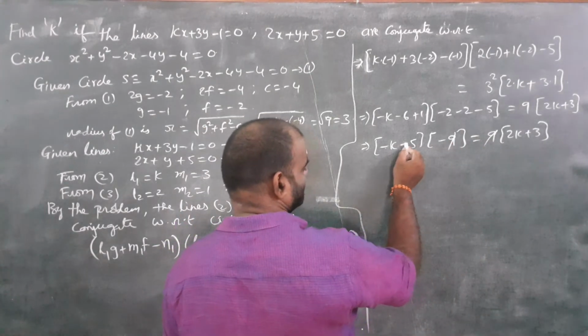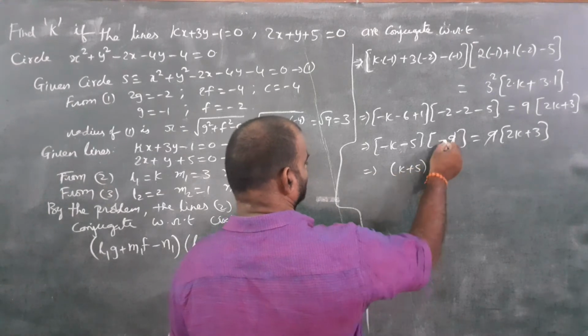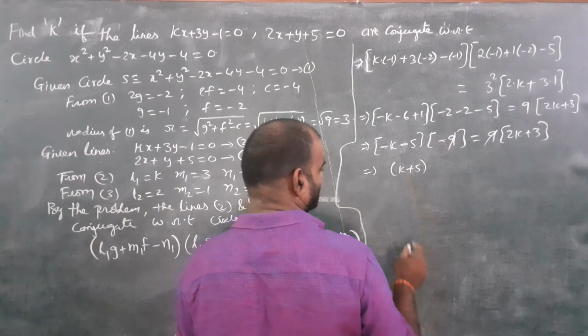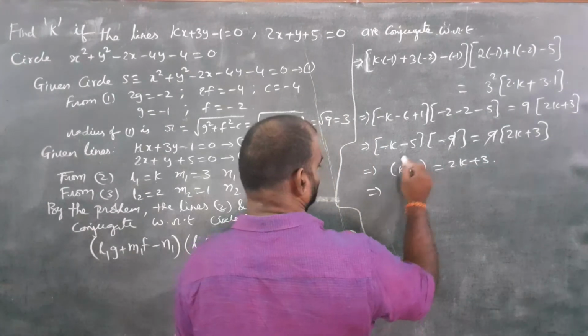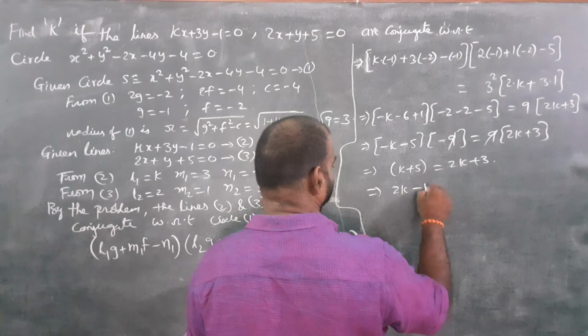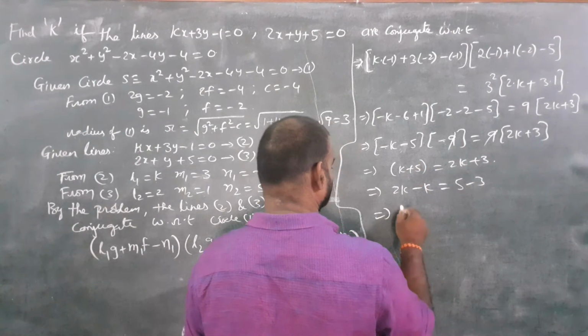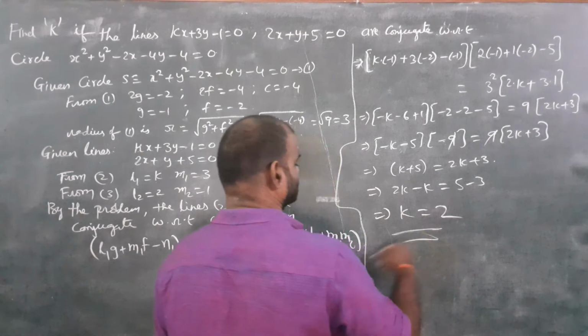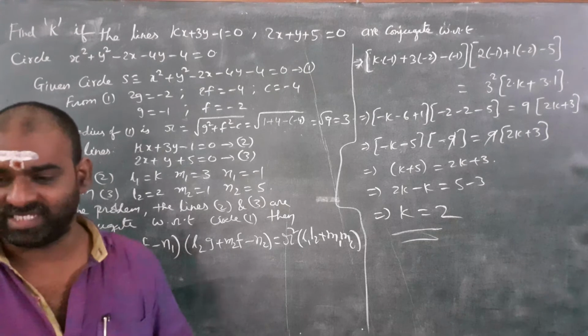Already here also minus. You take minus as common, it becomes K plus 5, and this minus and this minus become plus. K plus 5 equal to 2K plus 3. So you send this K to this side, 2K minus K, and this 3 comes to this side, 5 minus 3. Implies 2K minus K, K is equal to 2. So the value of K is 2.